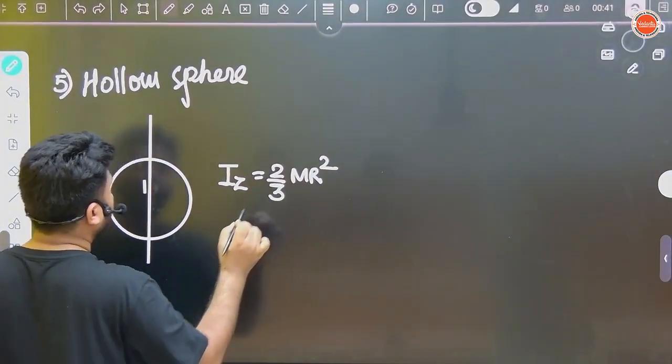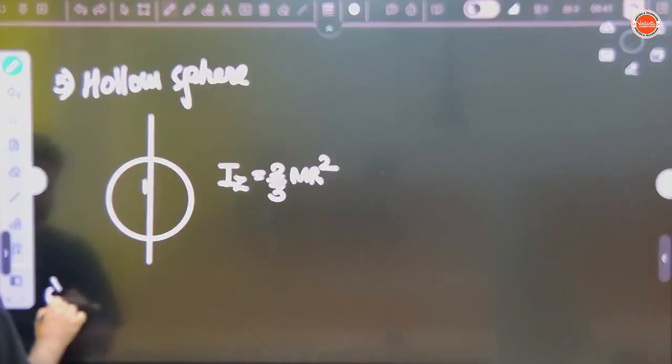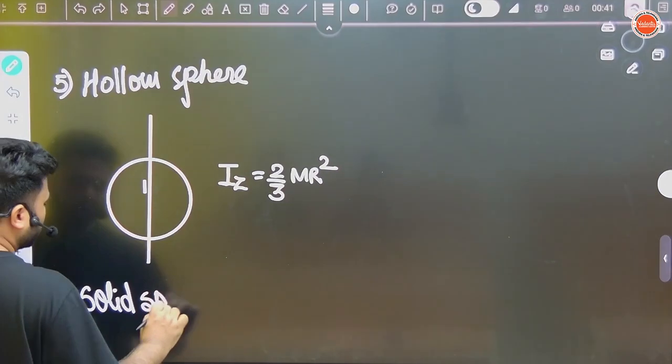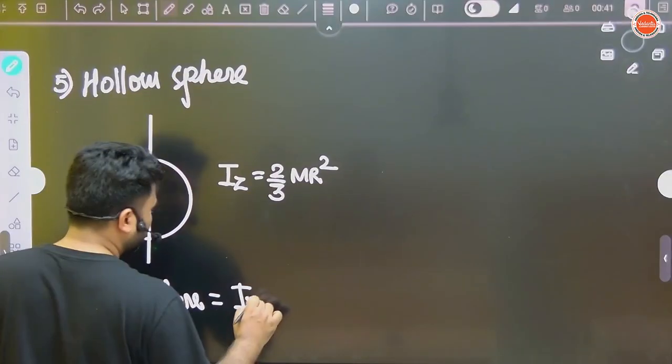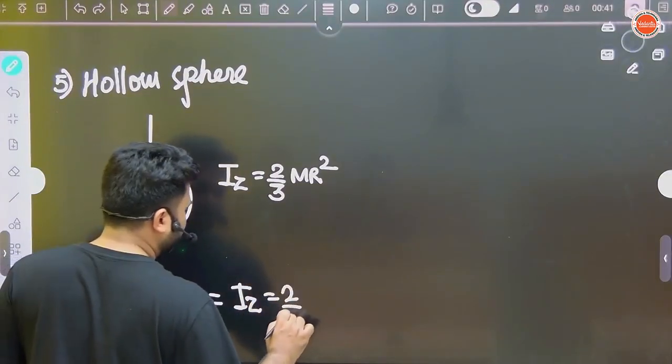2 by 3. If it is a solid sphere, hollow sphere and solid sphere, you know the difference. Hollow sphere means plastic ball, solid sphere means fuse ball. So same formula will become 2 by 5 mr square.